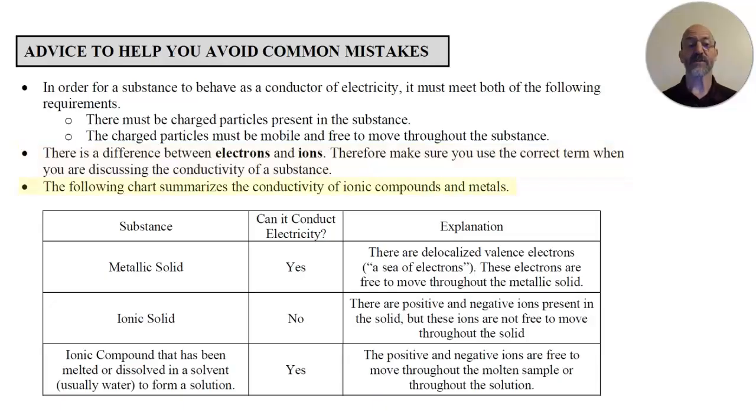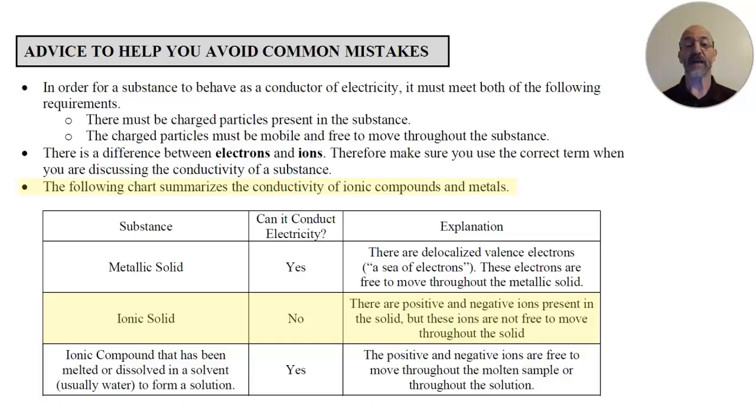The following chart summarizes the conductivity of ionic compounds and metals. So let's start with a metallic solid. Can it conduct electricity? Yes. Why? Because there are delocalized valence electrons, a sea of electrons, and these electrons are free to move throughout the metallic solid. Now, can an ionic solid conduct electricity? No. Why not? Because although there are positive and negative ions present in the solid, these ions are not free to move throughout the solid.